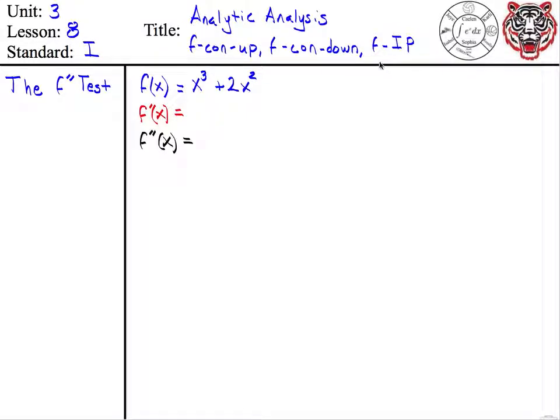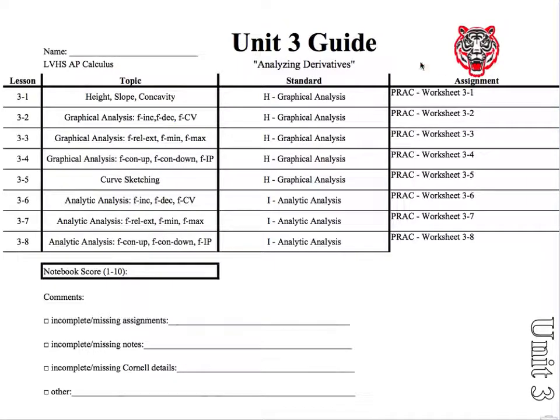So the last 2 days, 3-6 and 3-7, we've been talking about the f prime test. Today we're talking about the f double prime test. This is our last test. So before we move on with the lesson, where are we in our unit guide? We are right at the end. We are on 3-8 at the bottom, analytic analysis for power standard I.